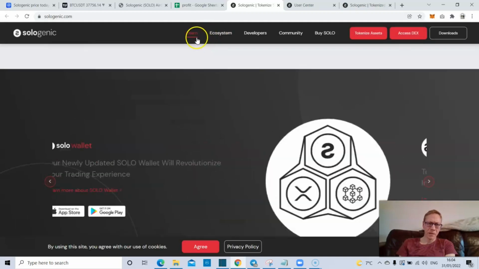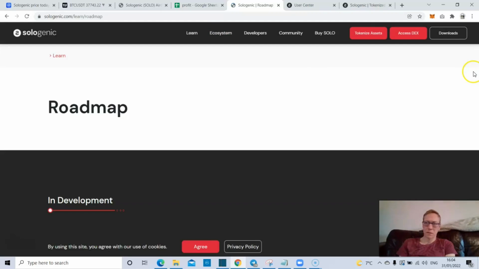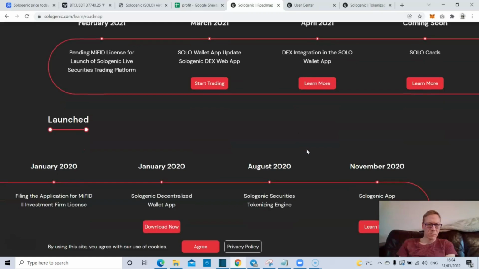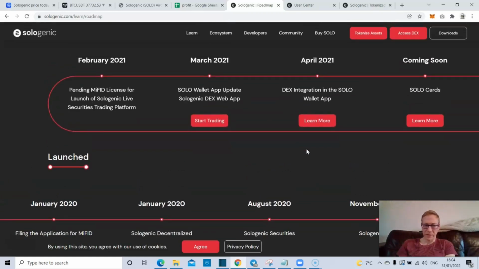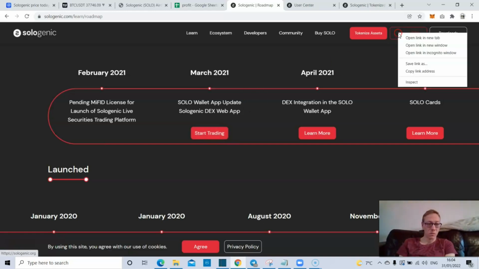Now, when you look at the roadmap for Sologenic, tell you what, I don't know why my browser things disappeared. I've got to get back to using Brave. They're pending the MiFID license for launch of the Sologenic Live Securities Trading Platform, the Solo Wallet app update, and the Sologenic DEX web app. They're looking at being available as of March 2021.